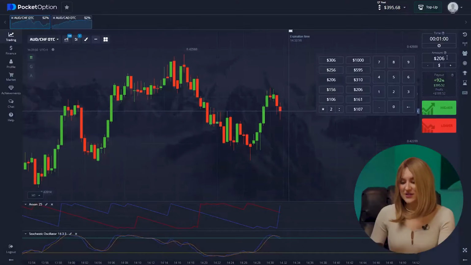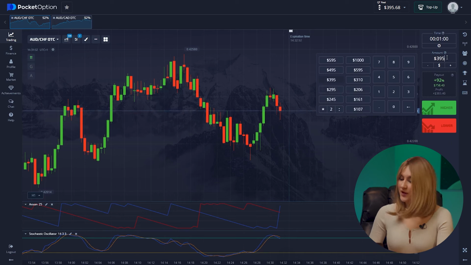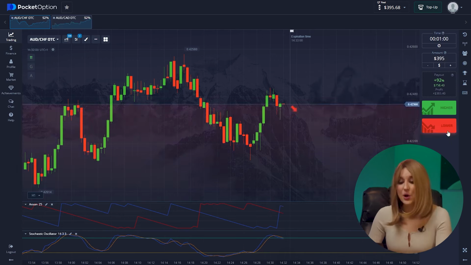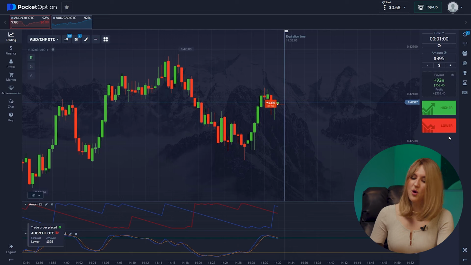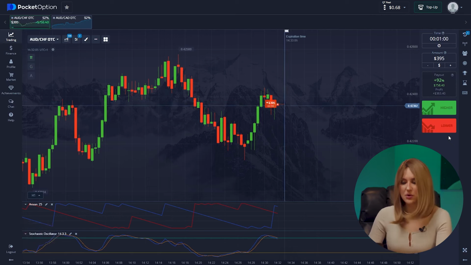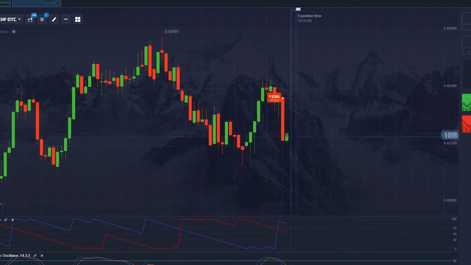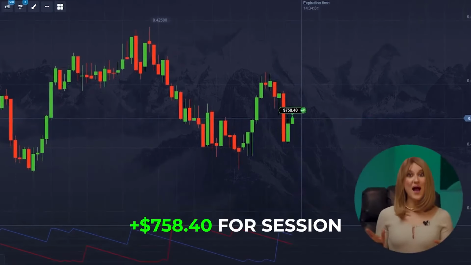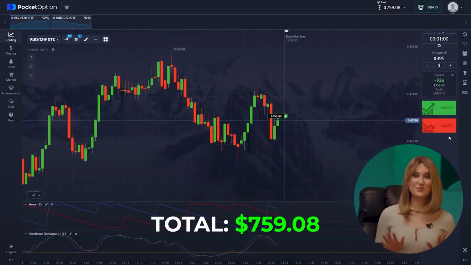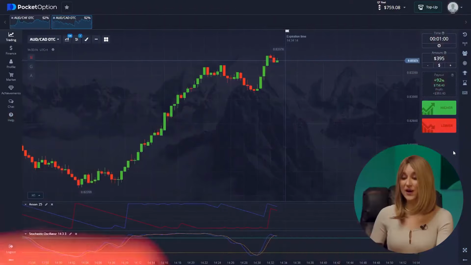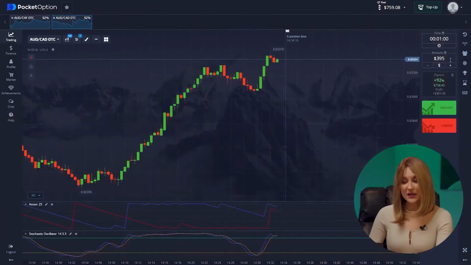Alright, let's check out what's happening with the other pair. Okay, let's adjust the amount and go down this time. You can see the overbought level has been hit, so I'm predicting a solid drop. Whoa, I expected a drop, but not this powerful. We nailed it.